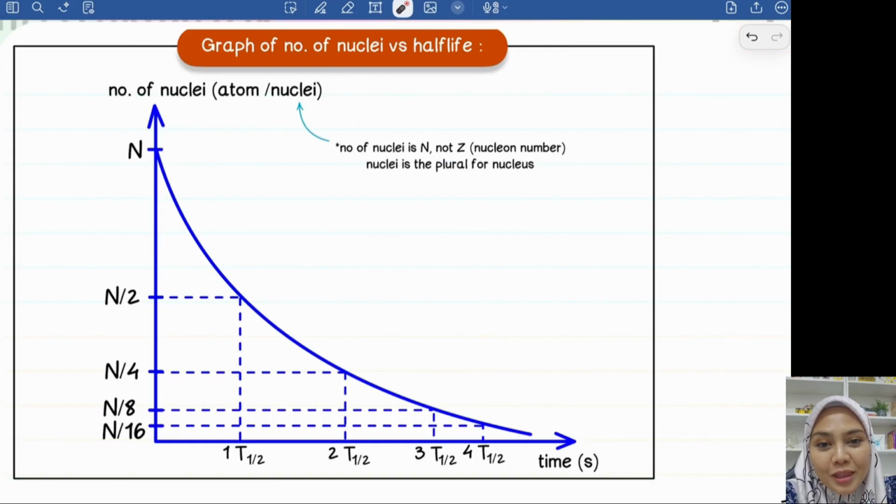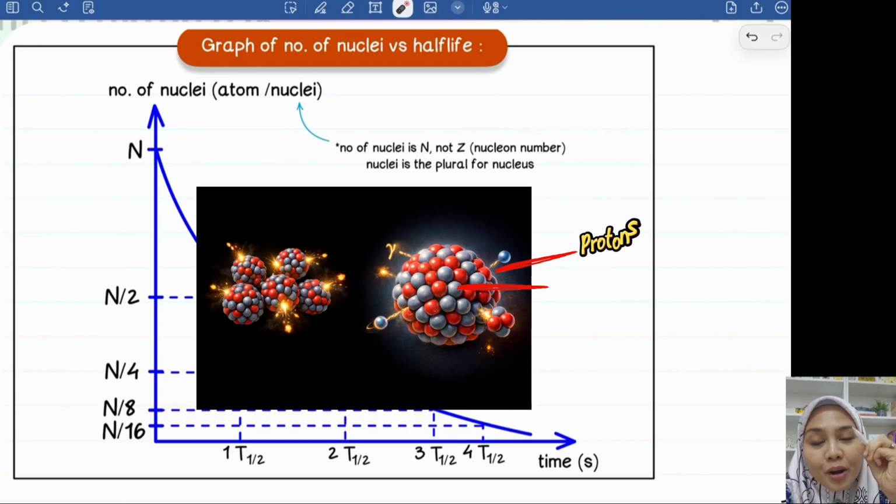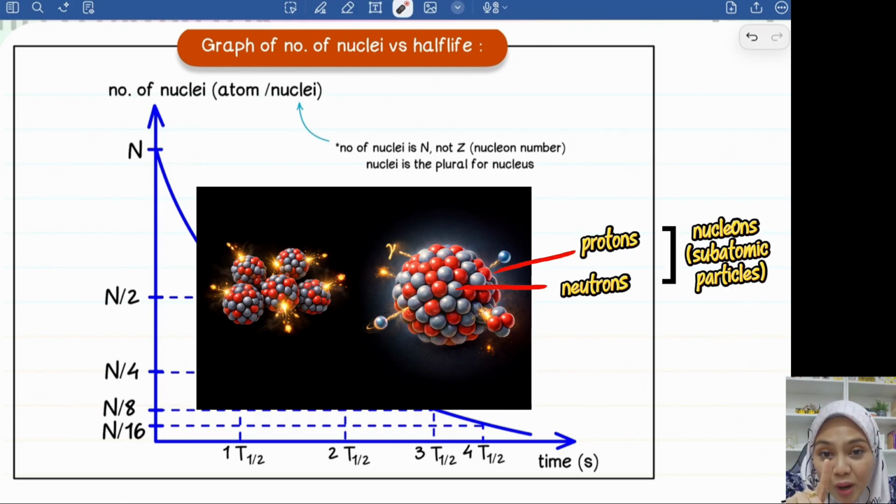Lastly, what is physics without a graph? So here is the graph of number of nuclei versus half-life. On your y-axis is the number of nuclei. The unit can be either atom or nuclei. Here, number of nuclei is N and not Z, the nuclear number, because nuclei is the plural of nucleus, while the nuclear number is the number of protons and neutrons in one nucleus.